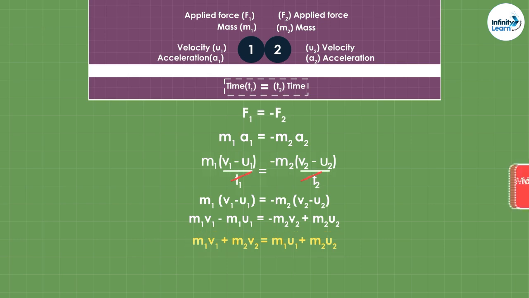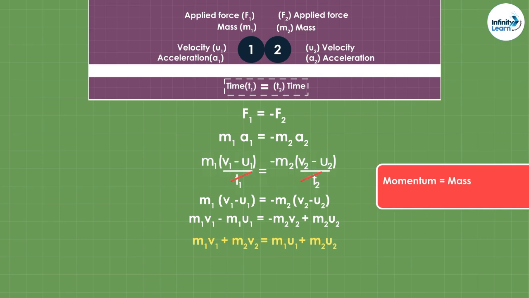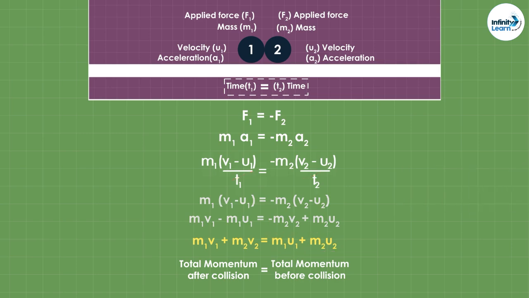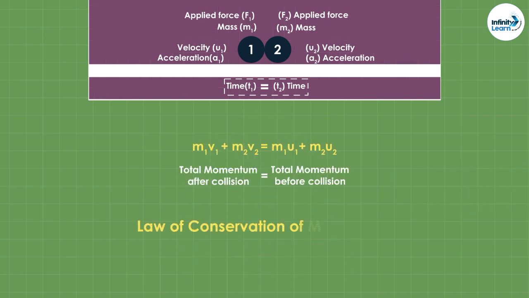Do you remember what momentum is? Momentum is the product of mass of an object and its velocity. So what we have on the left is the total momentum of the objects after the collision. And on the right, we have the total momentum of the objects before the collision. This is called the law of conservation of momentum. The total momentum of the two objects remains unchanged after the collision. The total momentum before the collision is equal to the total momentum after the collision.